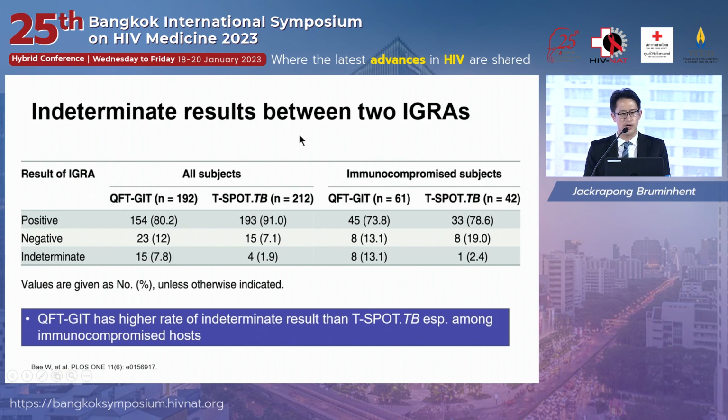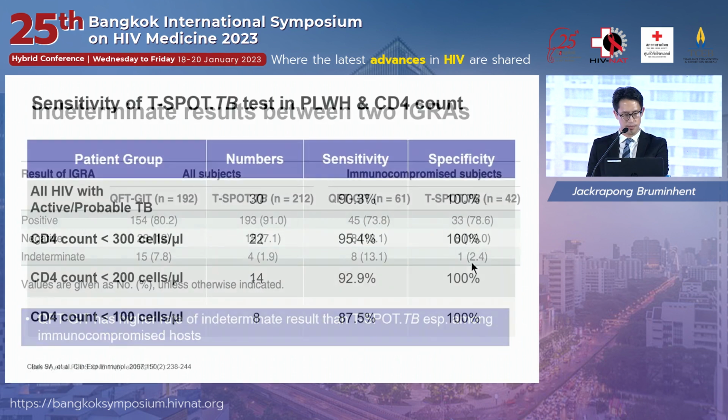And another thing is when you talk about immunocompromised patients with indeterminate results, this is something we usually get all the time when we order this test. So for example, when you look at all subjects first, when you order the test, either QuantiFERON or T-spot test, you have 7.8% indeterminate results from the QuantiFERON and about 2% from the T-spot test. But for immunocompromised patients, you get even higher indeterminate results from the QuantiFERON compared to the 2.4% from the T-spot test. So this is another advantage of the T-spot test, which offers fewer indeterminate results.